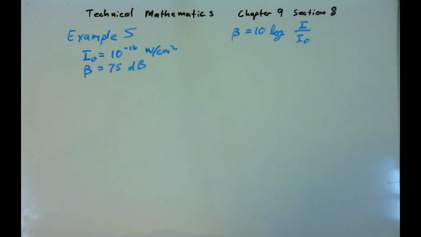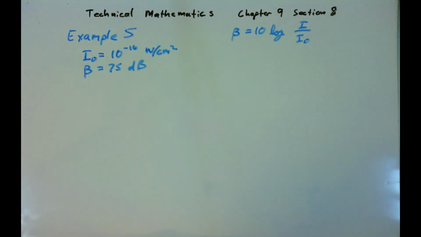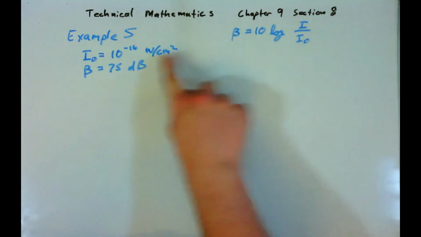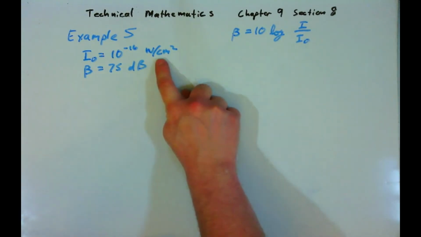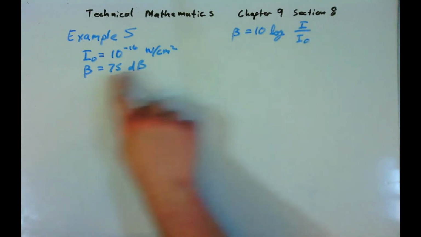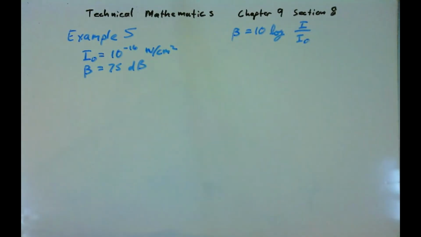This is example 5. It says in section 9.4 we define the intensity level of sound as beta equals 10 log I divided by I0. And it says, what is the intensity in watts per centimeter squared of street traffic sound that has an intensity level of 75 decibels? And so I sub 0 is a constant. This is what we call the threshold of hearing. This is the faintest sound that the human ear can hear. And so that's a constant. They told us that beta is 75 decibels, and they want us to solve for I.